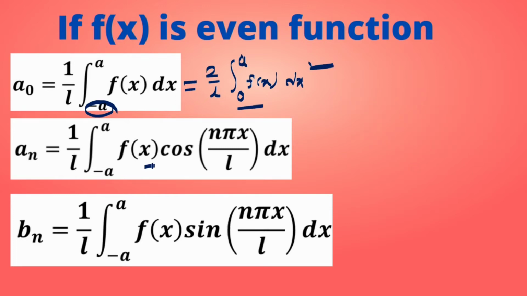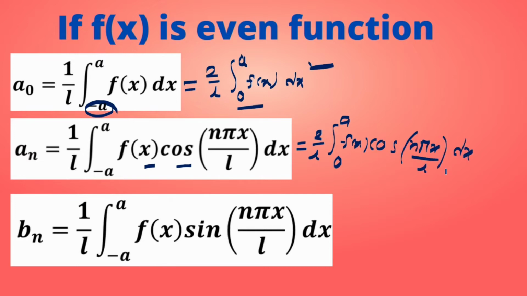Similarly, here f of x is even, cos is even, so the product of even functions is again even. So therefore, a0 is 2 by L integral 0 to a of f of x cos n pi x divided by L dx. The function inside the integration does not change, only the integral becomes 0 to a and twice comes in here.